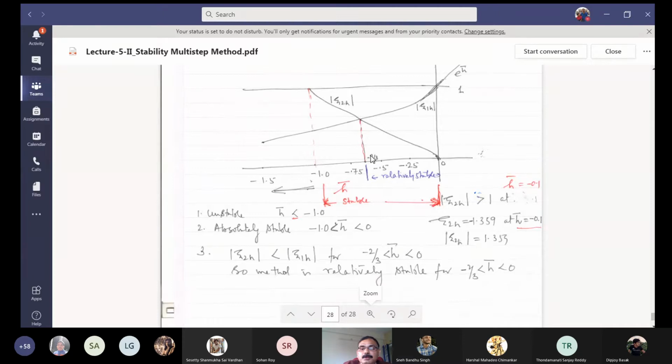Yes, sir. So this is the reason minus 2 by 3 to 0 is the relative stable region, the region for the relative stability. And beyond minus 1, including even on the left hand side, it will be unstable. Right? So graphically also you can do that.